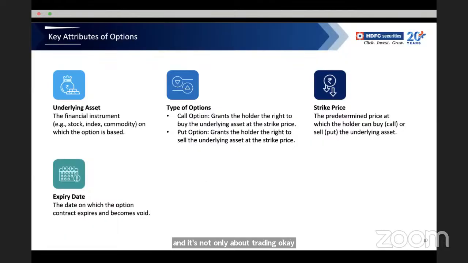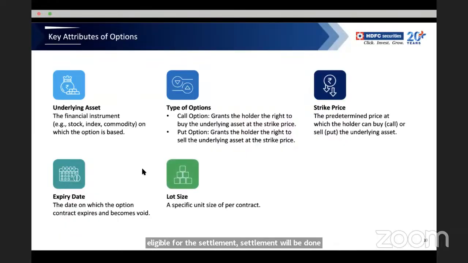Next is the expiry date. As we discussed, all the derivatives are going to have an expiry date. You can only hold a certain contract up to that expiry date. After that it will expire. If it is eligible for physical settlement, settlement will be done. If it is not eligible for physical settlement, cash settlement will be done.